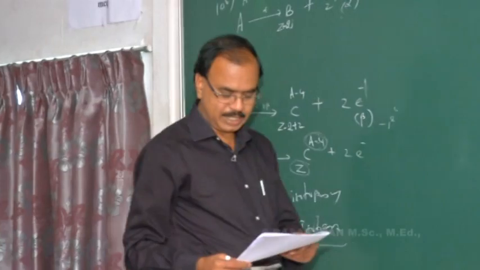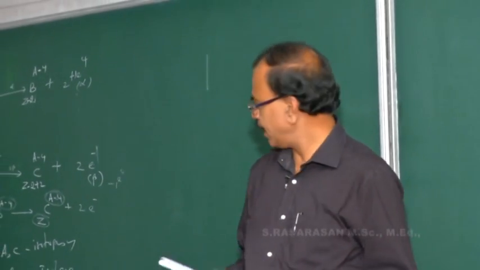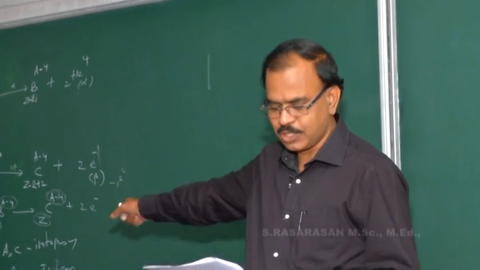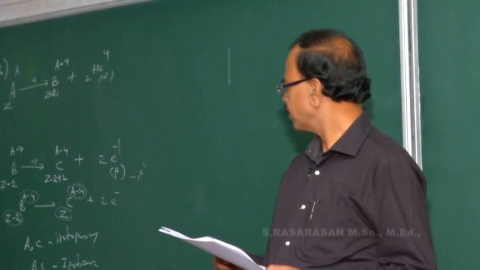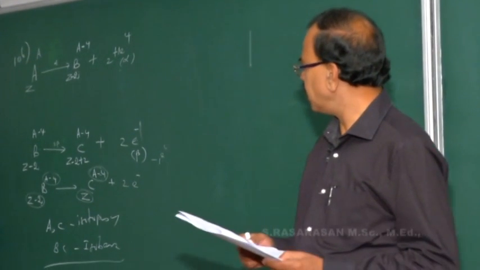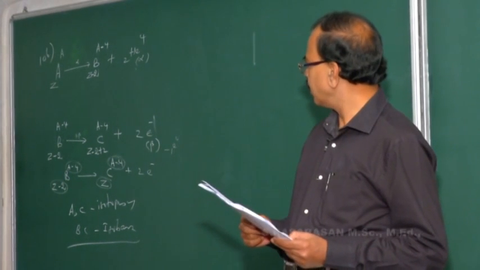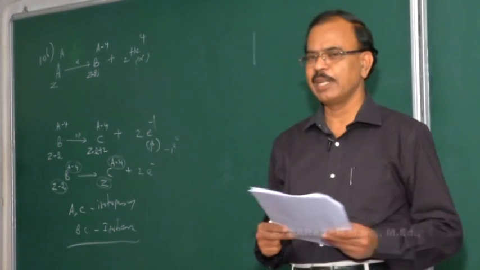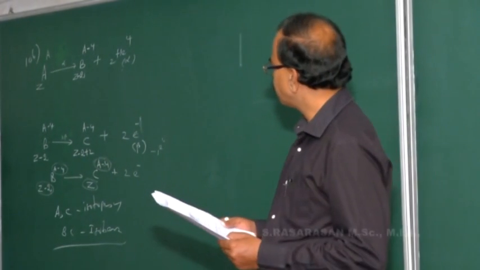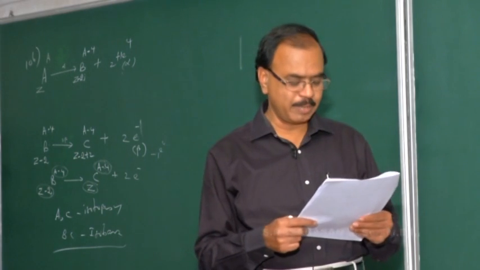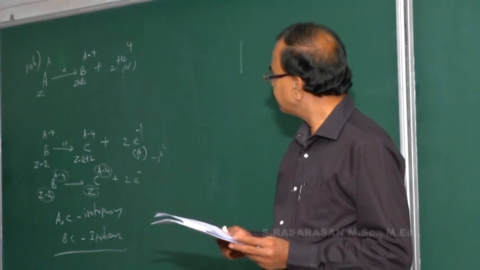We don't know which is where. Let me read. A and C are isotopes. Yes, the first option is available. A and C are isobars? No. A has mass number A, C has mass number A minus 4, so not isobars. A and B are isotopes? No, Z and Z minus 2 are not isotopes. A and B are isobars? No, mass number differs.